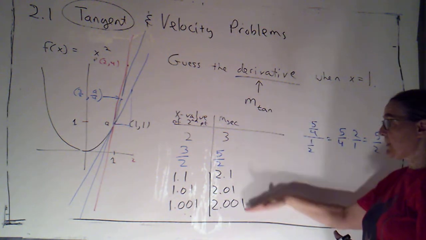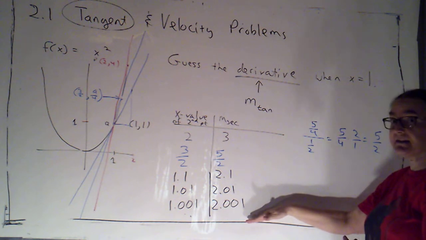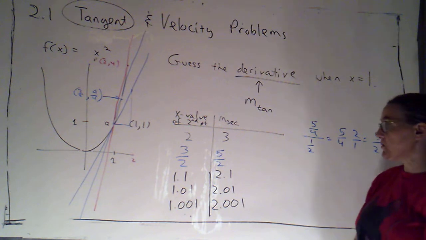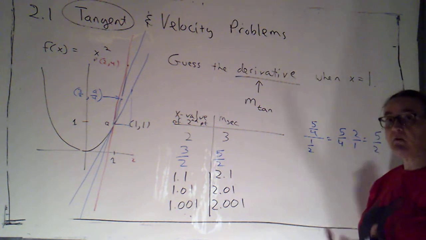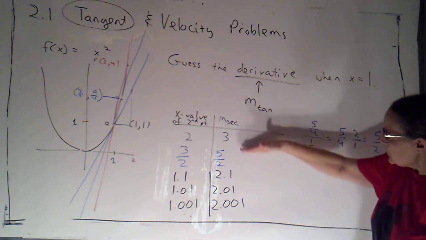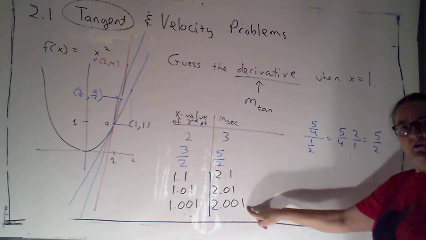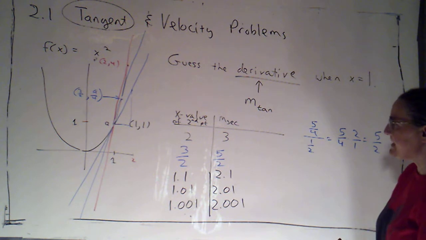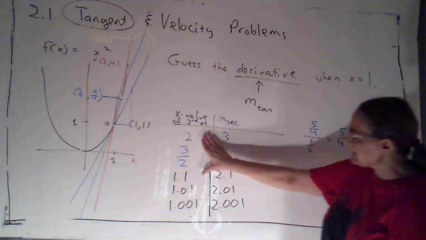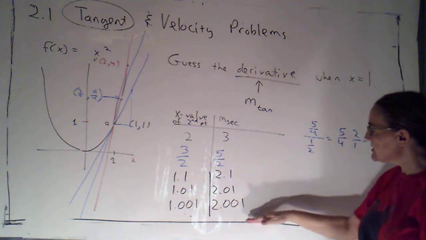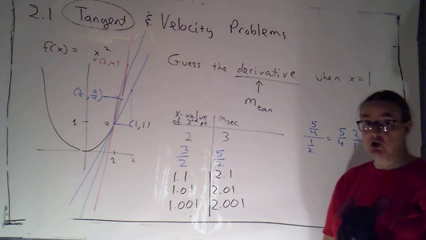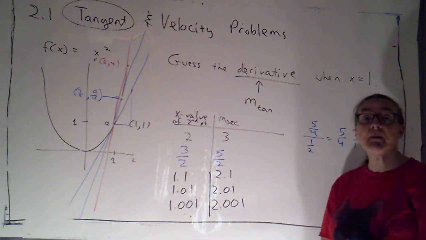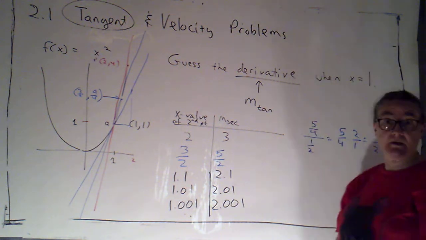Is there a corresponding pattern in the slopes of the secant lines? Are these values getting closer and closer to any one number? Well, it kind of looks like these numbers are getting closer and closer to 2. So I can sort of see that pattern. It looks like as x gets closer to 1, my slopes are getting closer to 2. So this would be evidence to suggest that maybe 2 would be a good guess for the derivative.